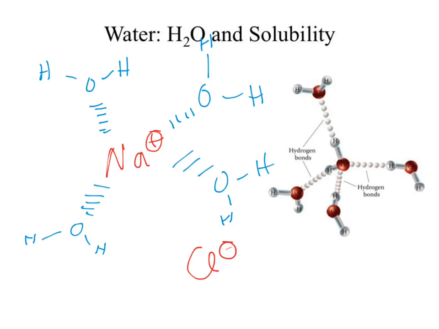In some cases, it's an obvious interaction. In some cases, it's not. Okay. Our rule of thumb, just so you guys know, if it's an ionic compound, what happens to its solubility? In general, ionic compounds are soluble. There are some exceptions to that. Okay, what are those exceptions known as?